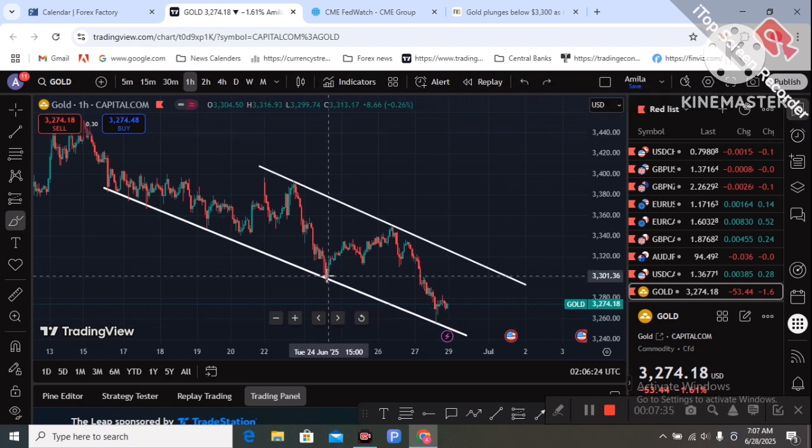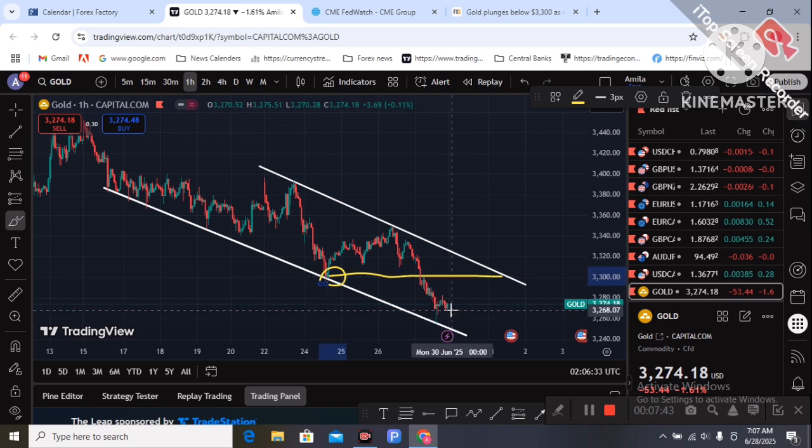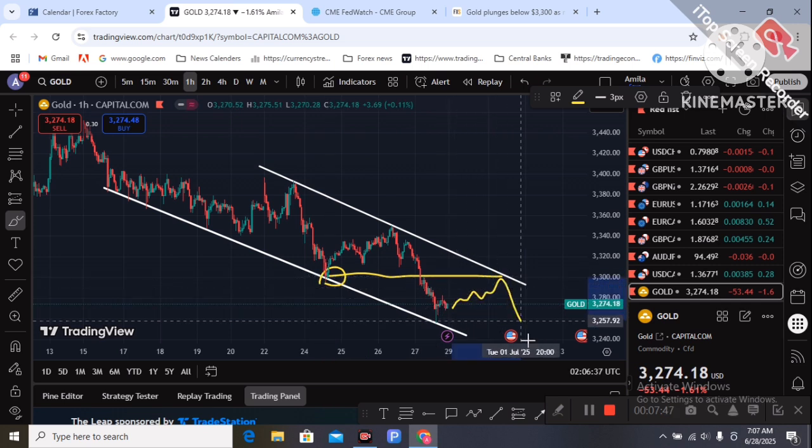So that's an important level. This is the support. This support can become resistance. This is the support, and this support can become resistance in this area. And something like this can happen next week. So these zones are important.